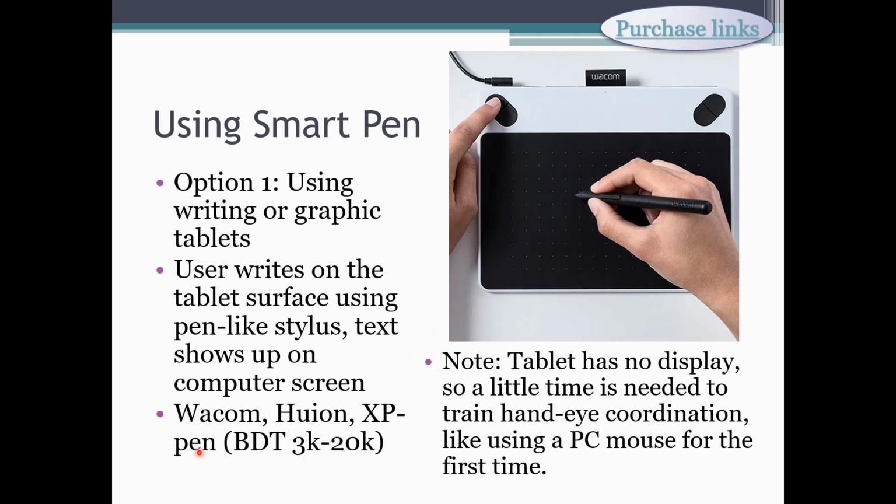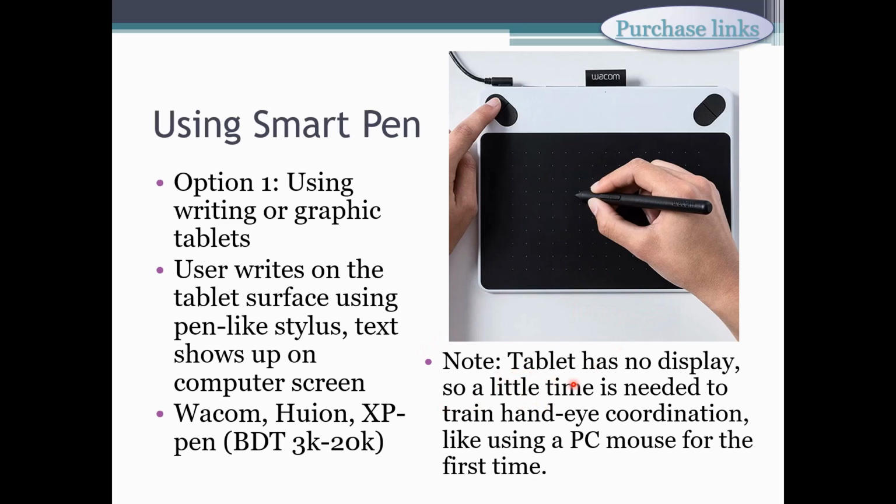So in Bangladesh, we usually have these three brands that are popular. Wacom and Huion in particular, they usually are priced between 3,000 to 20,000. I have given some purchase links at the end of this presentation, so do check that out. These are pretty nice options for your digital whiteboard writing.